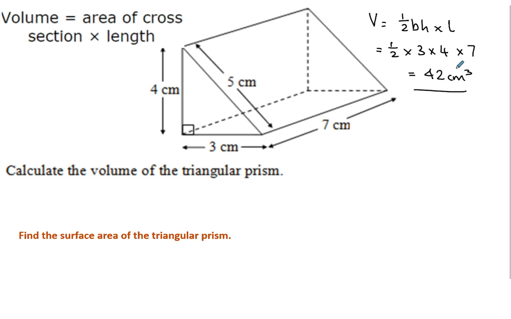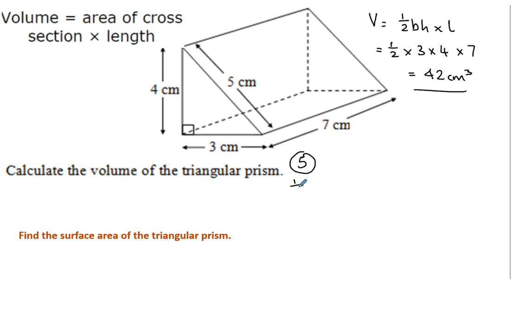Okay, doesn't it all fall out really well once you do it all in one go? Yeah, good. Okay, find the surface area of the triangular prism. So now we know it's got 5 faces: 1, 2, 3, 4, 5. Okay, so let's do the triangles first.